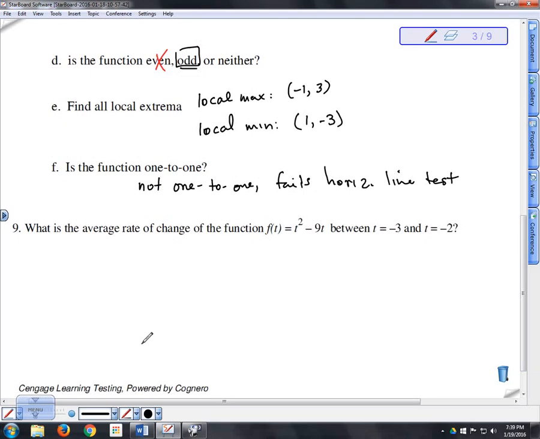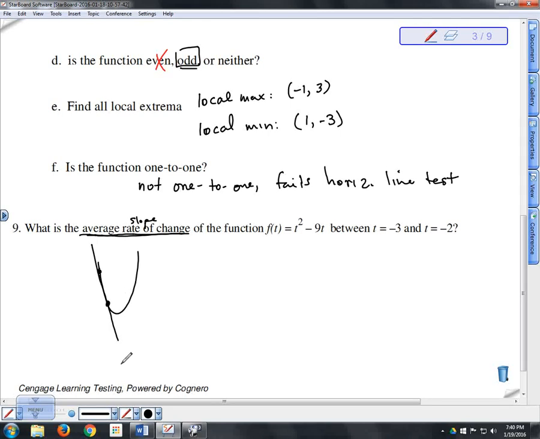Okay, the average rate of change. Average rate of change is really just the slope of a line connecting 2 points on this graph. So this is the graph of a parabola. You know, it would look something like this. And then we would have 2 points on the parabola, maybe here and here. If we connected those 2 points like that, the slope of that line would be the average rate of change. Now this can be done graphically or algebraically.